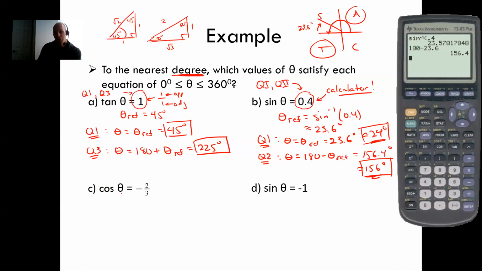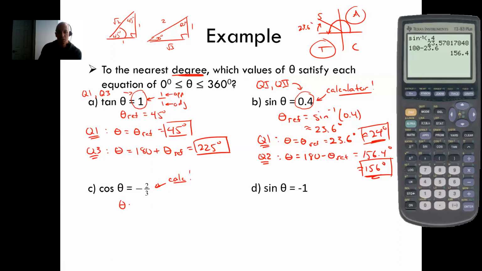Okay, this next one, cosine theta is equal to negative 2 over 3. So the thing you're going to want to do here is decide, is that a special angle, triangle, special ratio, however you want to say it. And it looks like it is, but it's definitely not, because there's a 2 and a root 3, not 2 over 3. So that's a calculator question again.